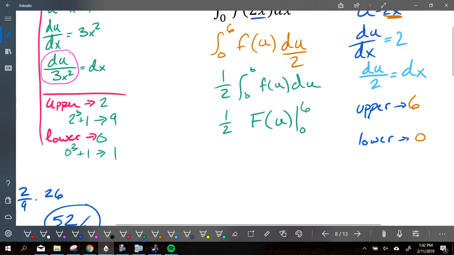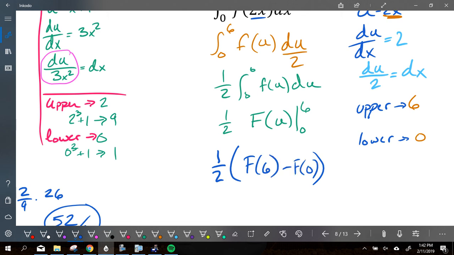All that's left in this problem is what? Plug it in. That's the only step left. My answer to this question is 1/2, that's a constant, so I'm going to multiply it, capital F of 6 minus capital F of 0. That is it. That is a conceptual question where they're trying to say, do you just know how to do U sub or do you understand the concept? We understand the concept. We figured out what U is, we changed our bounds, and we plugged it in. Questions with that guy?